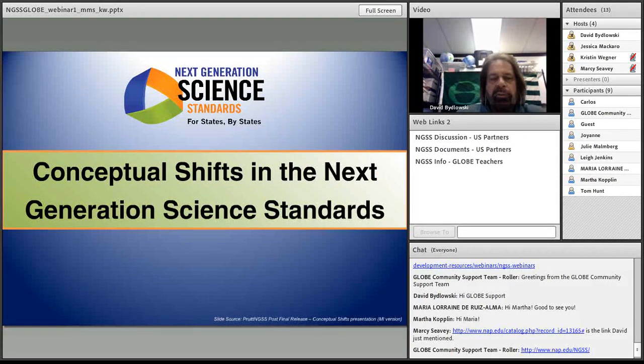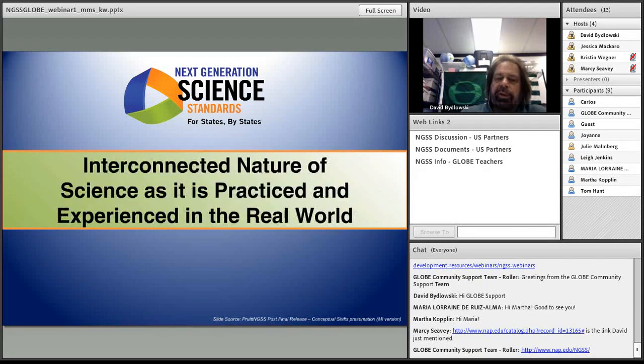So, what we'll see today, and what we're seeing across the country today, is this whole conceptual shift that's taking place in the next generation science standards. And one of the things that we talk about too is this whole nature of science and practices of science and real world science. When we talk about the nature of science, very often people just think about the scientific method. But what the nature of science, I think, is really trying to get at is that science is really going beyond this scientific method, as we often talk about.